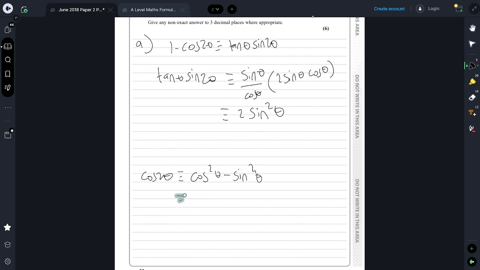Actually, I'm going to substitute that in there. Well, it's sine squared theta. If we rearrange it, it's cos squared theta minus cos 2 theta. And we're going to substitute that in there and double it. So that's going to be 2 cos squared theta minus 2 cos 2 theta.